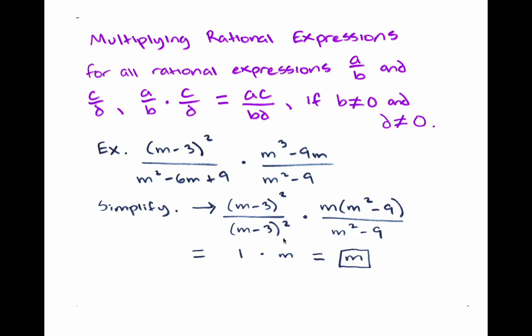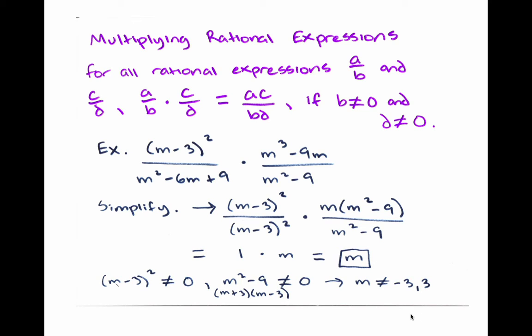And then on our right side, we have m times m squared minus 9 over m squared minus 9. And so once again, we have an m squared minus 9 in the top and an m squared minus 9 in the bottom. So we can cancel those off. And then we're just left with 1 times m, which equals m.